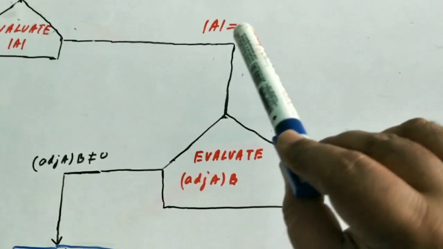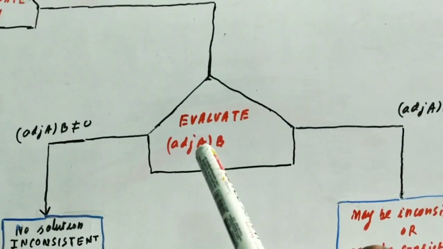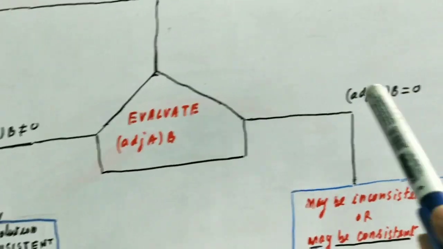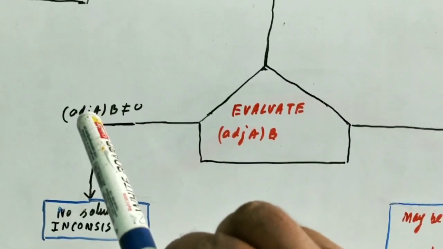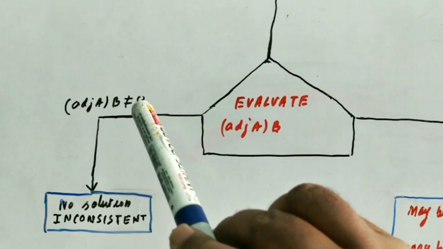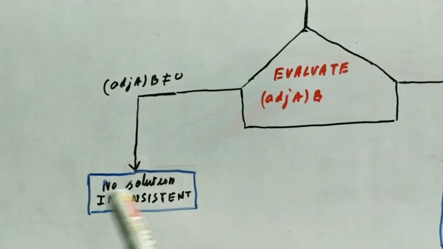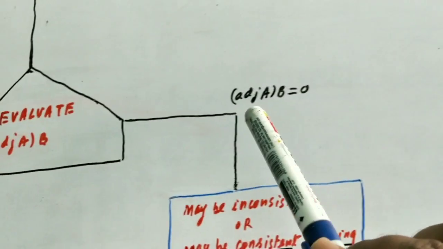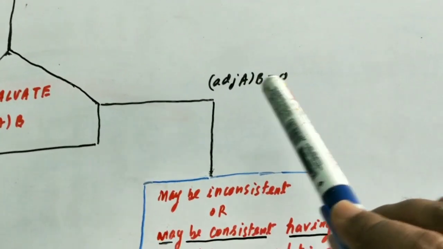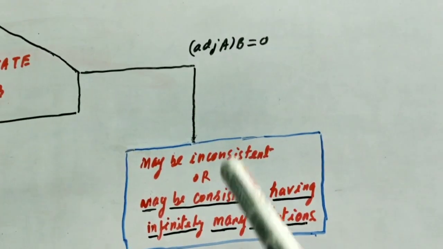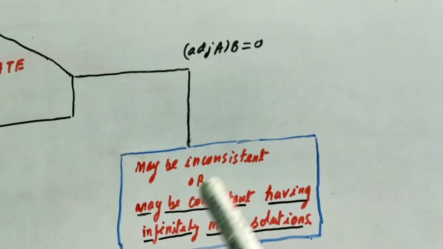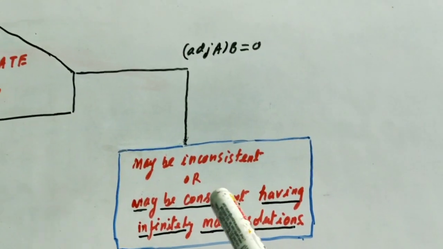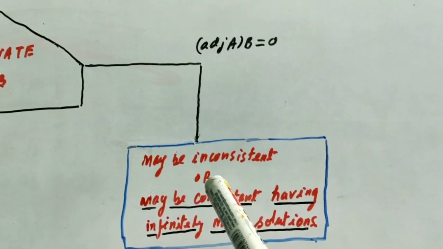If you get determinant of A equal to 0, then we have to calculate adjoint of A into B. Again, two options we are going to have. If adjoint of A into B is not equal to the null matrix, no solution and the equations are inconsistent. And if it is equal to the null matrix, then again two options we have. Maybe inconsistent, maybe consistent, having infinitely many solutions. We'll discuss this in detail.